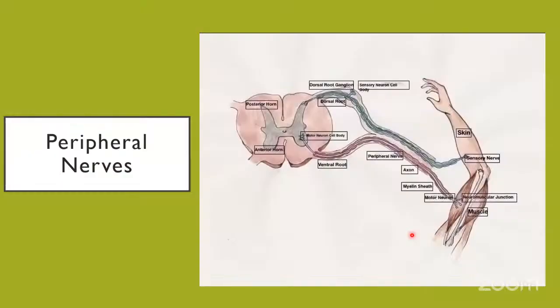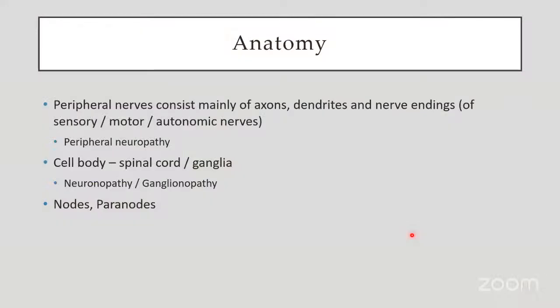Moving on to peripheral nerves, it mainly consists of axons, dendrites, and nerve endings of sensory, motor, or autonomic nerves.